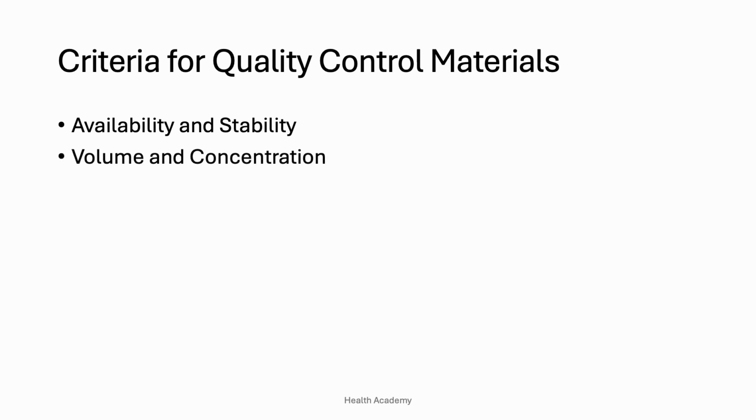Criteria for quality control materials. Availability and stability. Must be available in ample quantity and maintain stability for at least 1 year. Volume and concentration. Provided in small volumes with consistently minimal concentration variance. Uniformity and testing protocol. Composition should remain consistent across vials, and materials should undergo the same testing as actual samples.